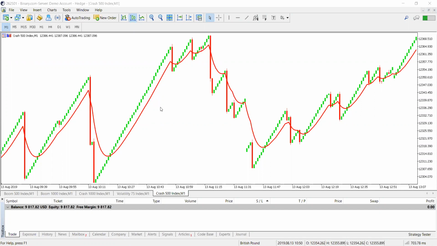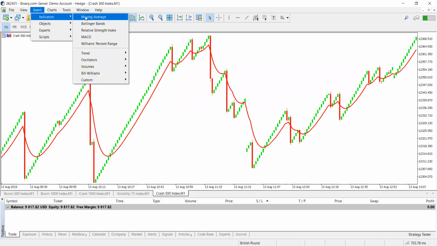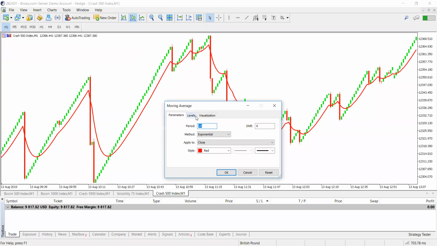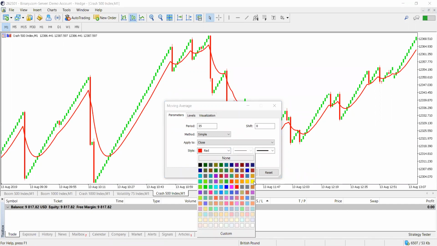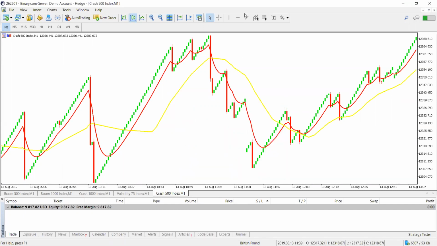The next moving average that we add, I will tell you exactly why I add these moving averages, why them. It's very important that you add the effective ones. Period 35 SMA. I make it color yellow.